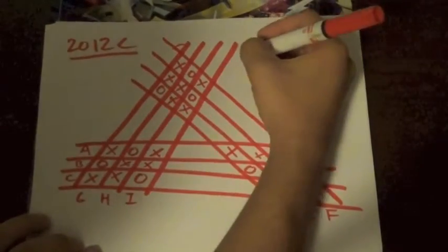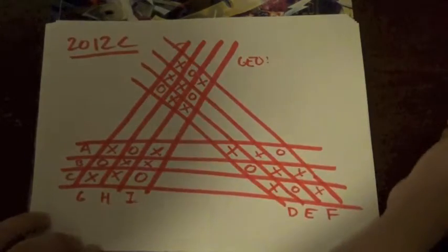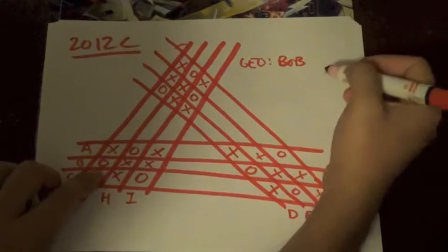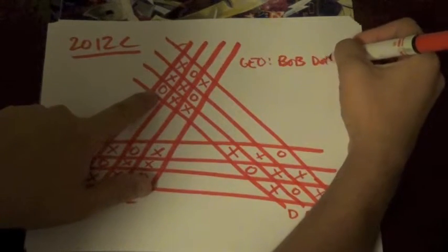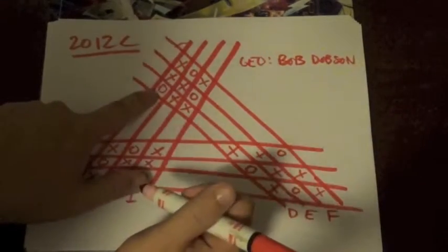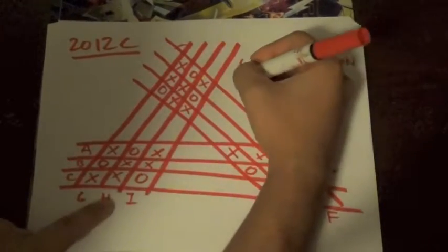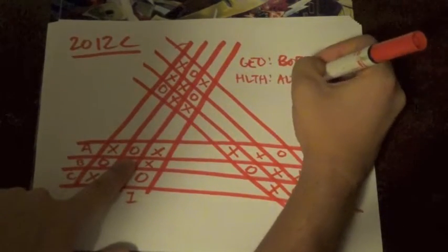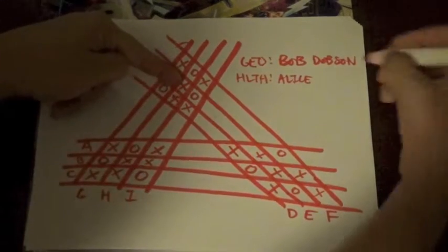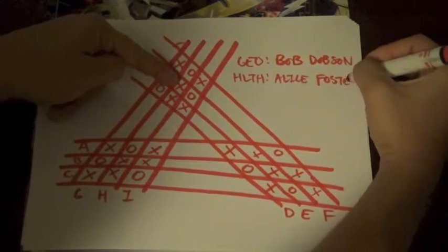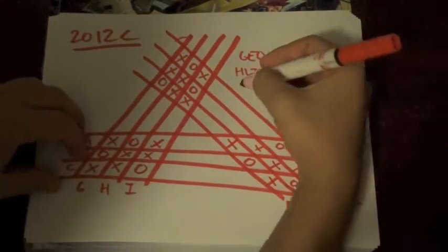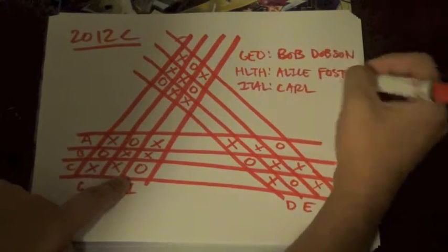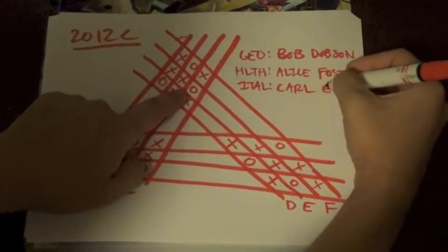Therefore, what are our answers? Well, the geometry teacher must be first name Bob, last name Dobson. The health teacher must be first name Alice, last name Foster. The Italian teacher must be first name Carl, last name Ellis.